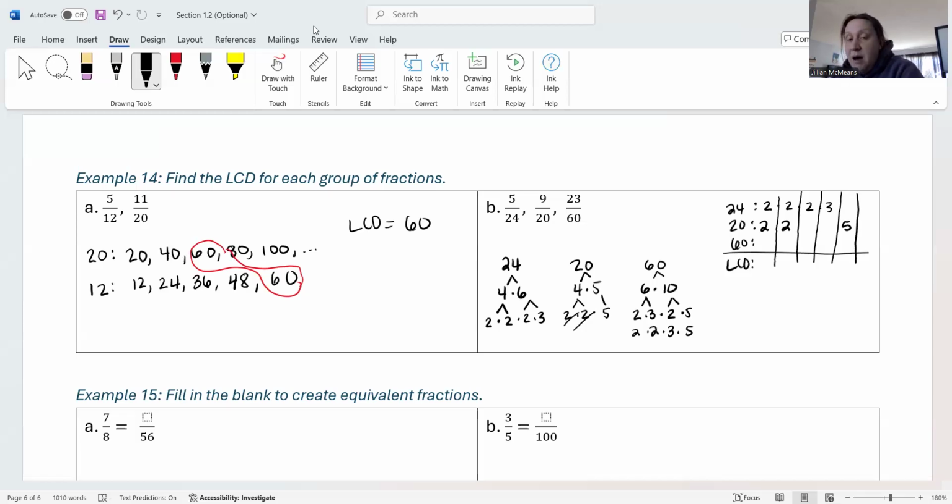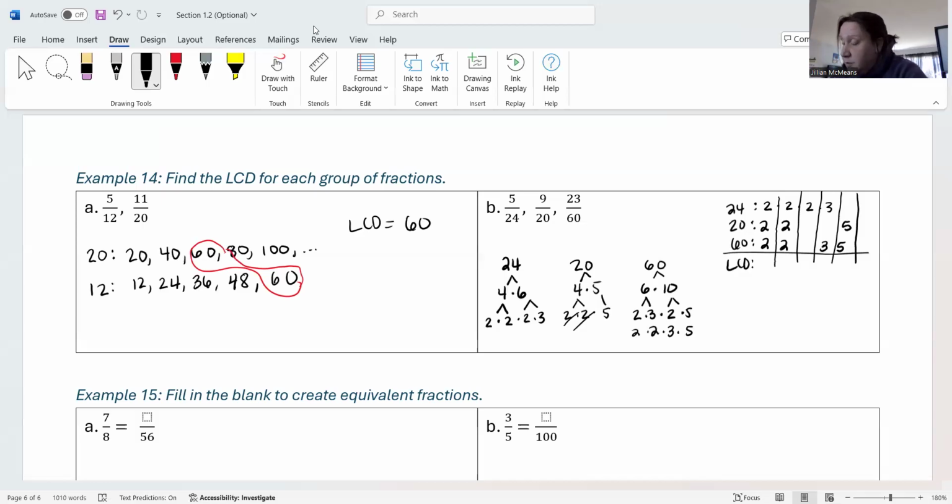Now I want to fill in the factors for 60. And again, I want to put as much in the columns that are already there as possible. Only start a new column when there's absolutely no column left. So for 60, I have a 2. I have another 2. I have a 3, and I have a 5. So what we're doing is taking out the overlap of factors that show up more than once. Then what you do is you bring down the representative from each column.